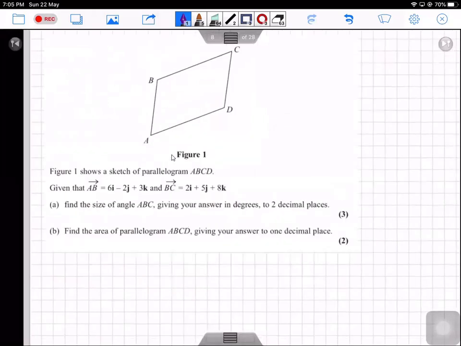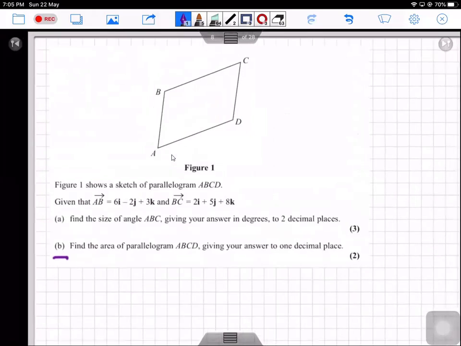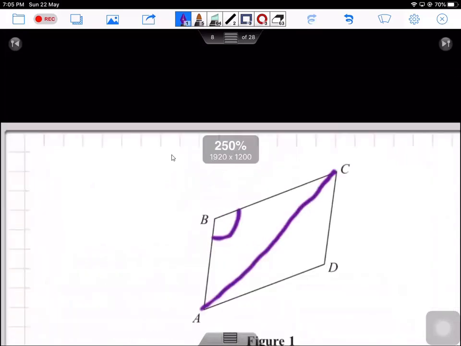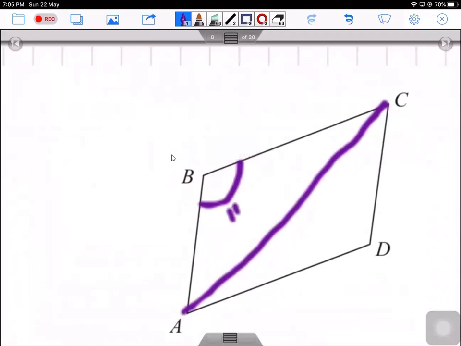Okay, so part B says, find the area of the parallelogram ABCD, giving your answer correct to 1 decimal place. So what I can do over here is use this diagonal AC and break this parallelogram into 2 triangles. And as I know the fact that angle ABC is equal to 112.65, let me just mark it over here.